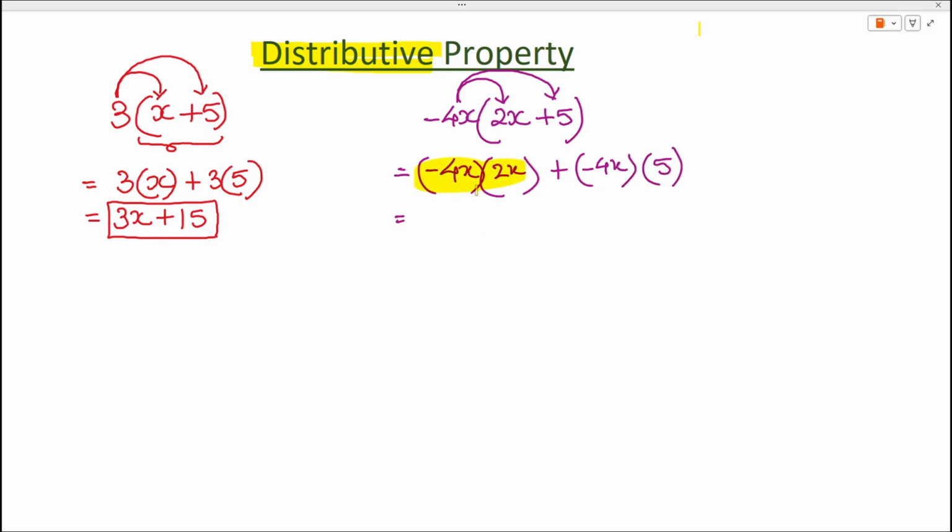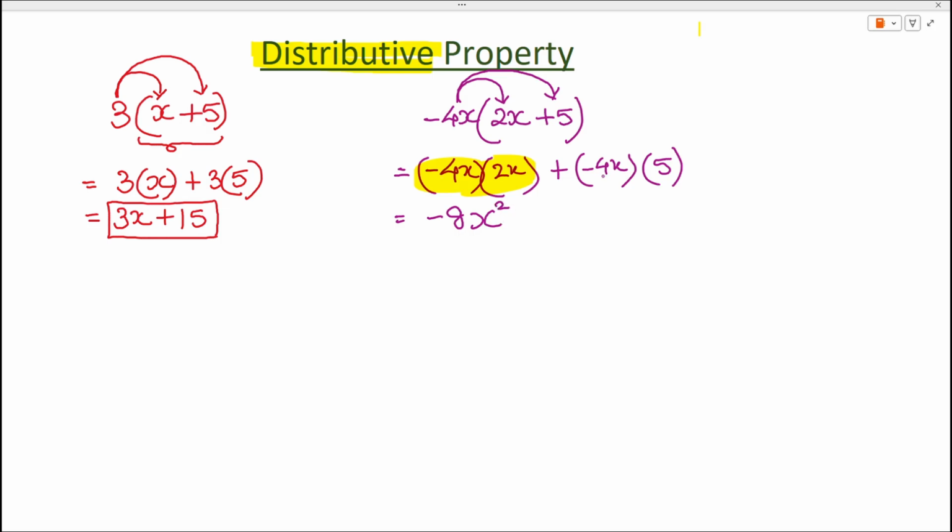Now when we are multiplying these two terms, the number will be multiplied with a number. So negative 4 times 2 gives us a negative 8 and x times x. Because now the bases are the same in multiplication, the exponents will be added. So we'll have to apply the exponent rule. And because there's no exponent mentioned, the exponent is 1. So 1 plus 1 becomes 2. So multiplying negative 4x by 2x gives us negative 8x squared.